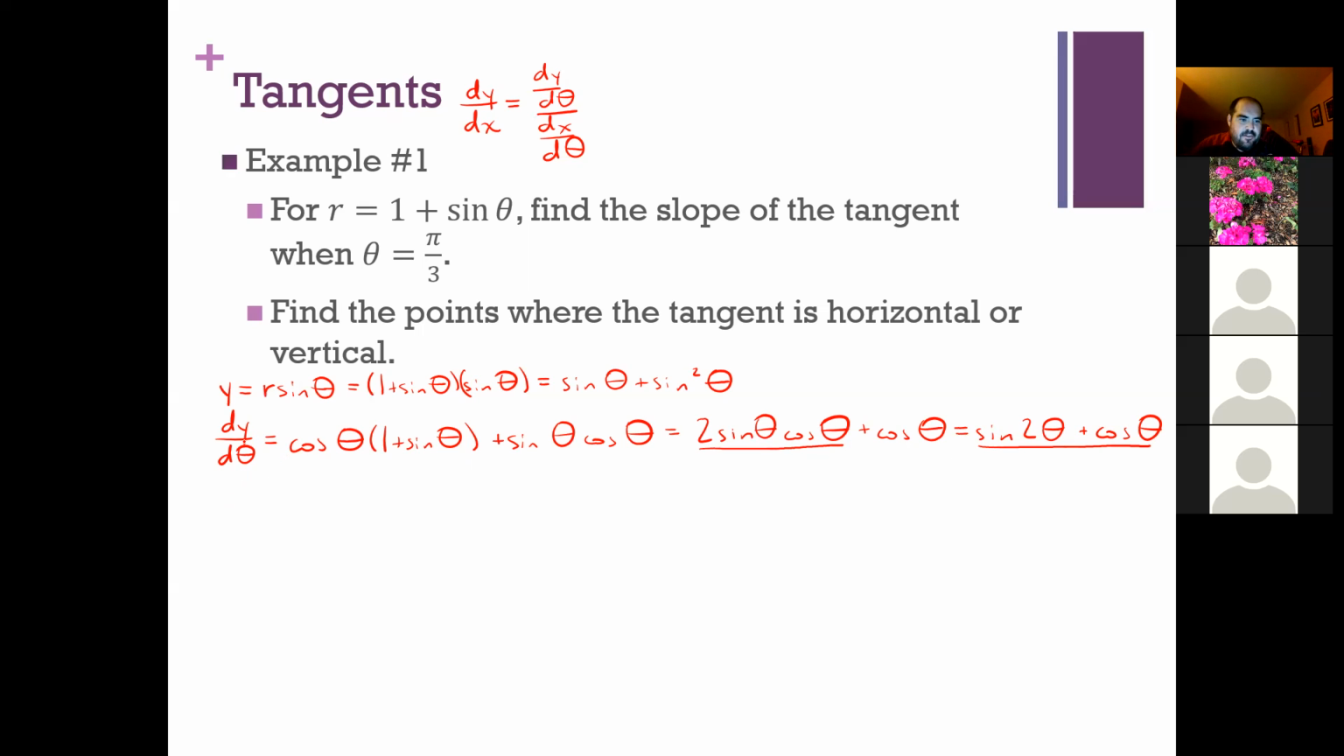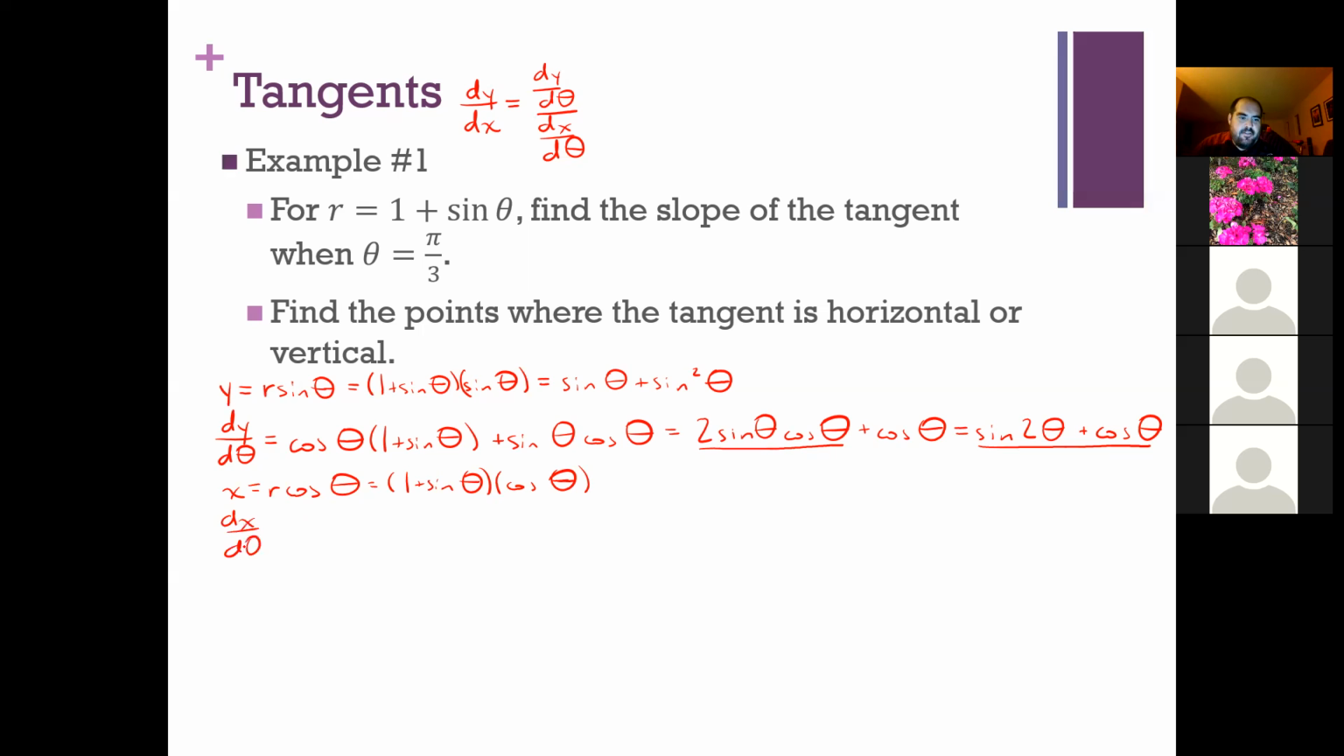Let's do the other one. So the way we handled y. Any questions on the way we handled y so far? Because it's going to be very analogous to the way we handled x. So we got x equals r cosine theta, which is equal to 1 plus sine theta times cosine theta. And I kind of like the way we handled the first one using product rules.